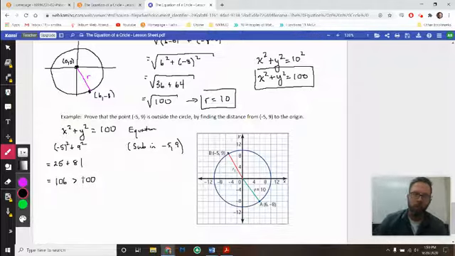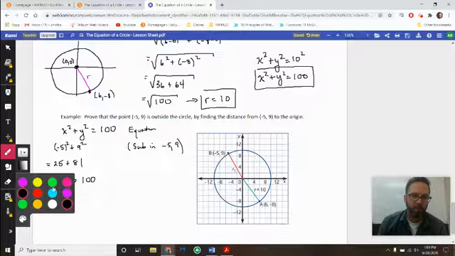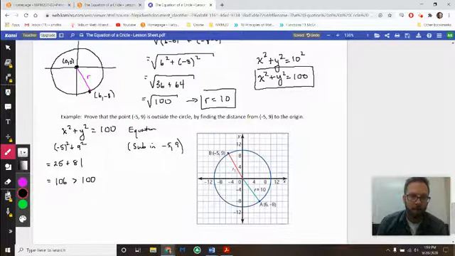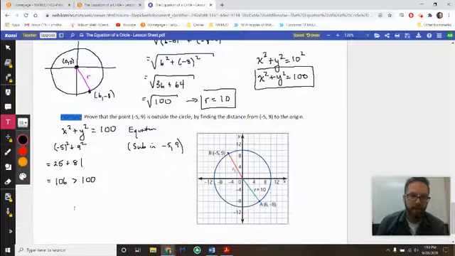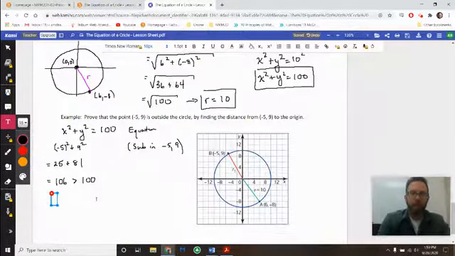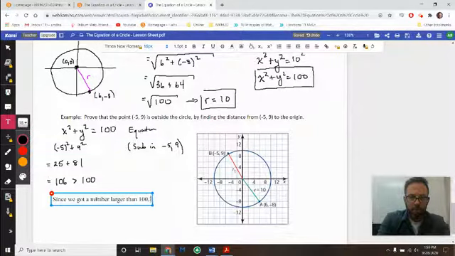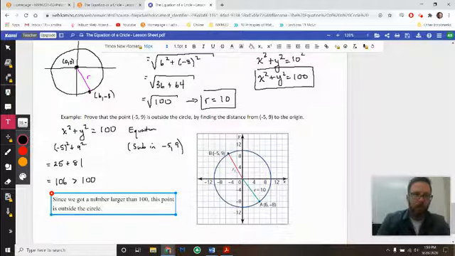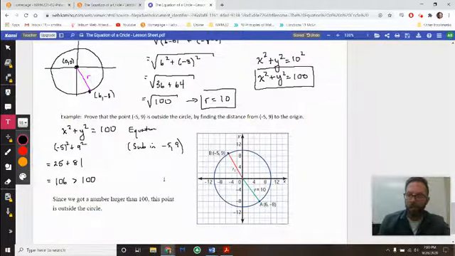So what we've just shown is because when we plugged it into x squared plus y squared, we got a number bigger than 100, that means it is outside the circle. So I'll just write a little statement saying that. A number larger than 100, this point is outside the circle. Of course, if we had got it equals 100, that means it satisfies the equation and would be on the circle. And if we got something less than 100, something kind of small, that would show that that point is closer to the origin and inside the circle.